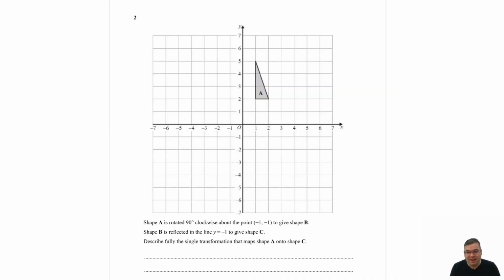So let's start. As we can see, this is the first question of transformation. Here we can see this is shape A and it is rotated 90 degrees clockwise about point (-1, 1). We know that clockwise direction is this side, right? And the point about which we are rotating is this (-1, 1). So for that, we would require tracing paper, and about this point we will rotate 90 degrees in the clockwise direction, right? So when we do that, we will get a shape like that.